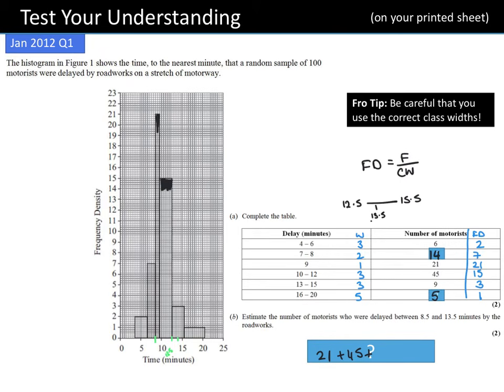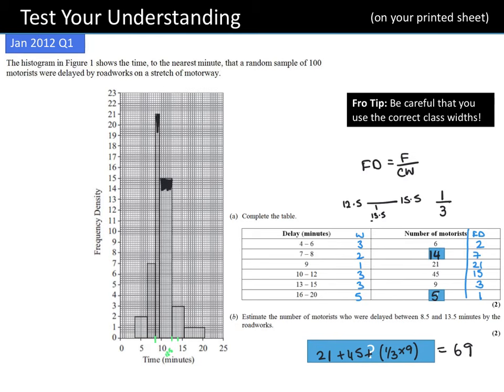13.5 is here, okay? And if I think about the proportion, what's the difference between 12.5 to 15.5? 3. From 12.5 to 13.5 is 1. So I need a third of our frequency, which is 9. So plus a third of 9, which is in fact 3. So 21 plus 45 plus 3, 69. So it wants to estimate the number of road workers.